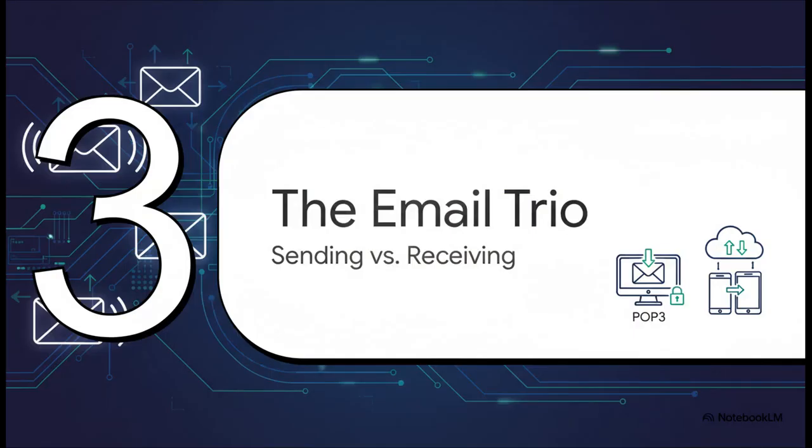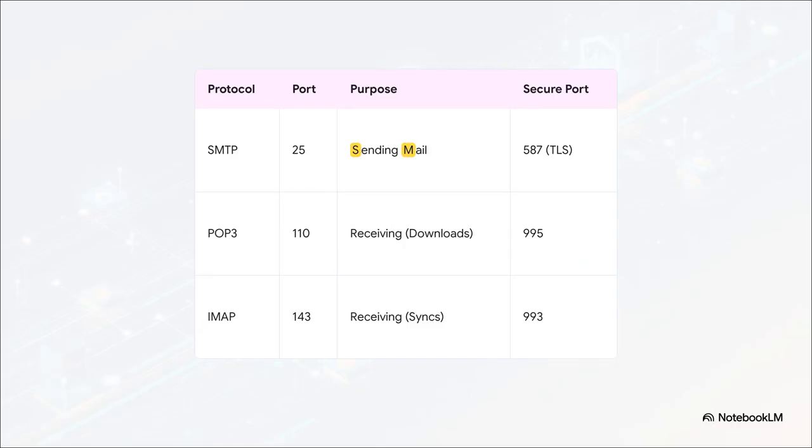All right, next up, the email trio. Now this is a classic CompTIA trap because you've got one protocol for sending mail, but two totally different options for receiving it. So lean in close for this one. Okay, let's break this down. For sending email, you always use SMTP, the Simple Mail Transfer Protocol. Just remember it as sending mail to people. The old port is 25, but the modern, secure version that you should be using is port 587.